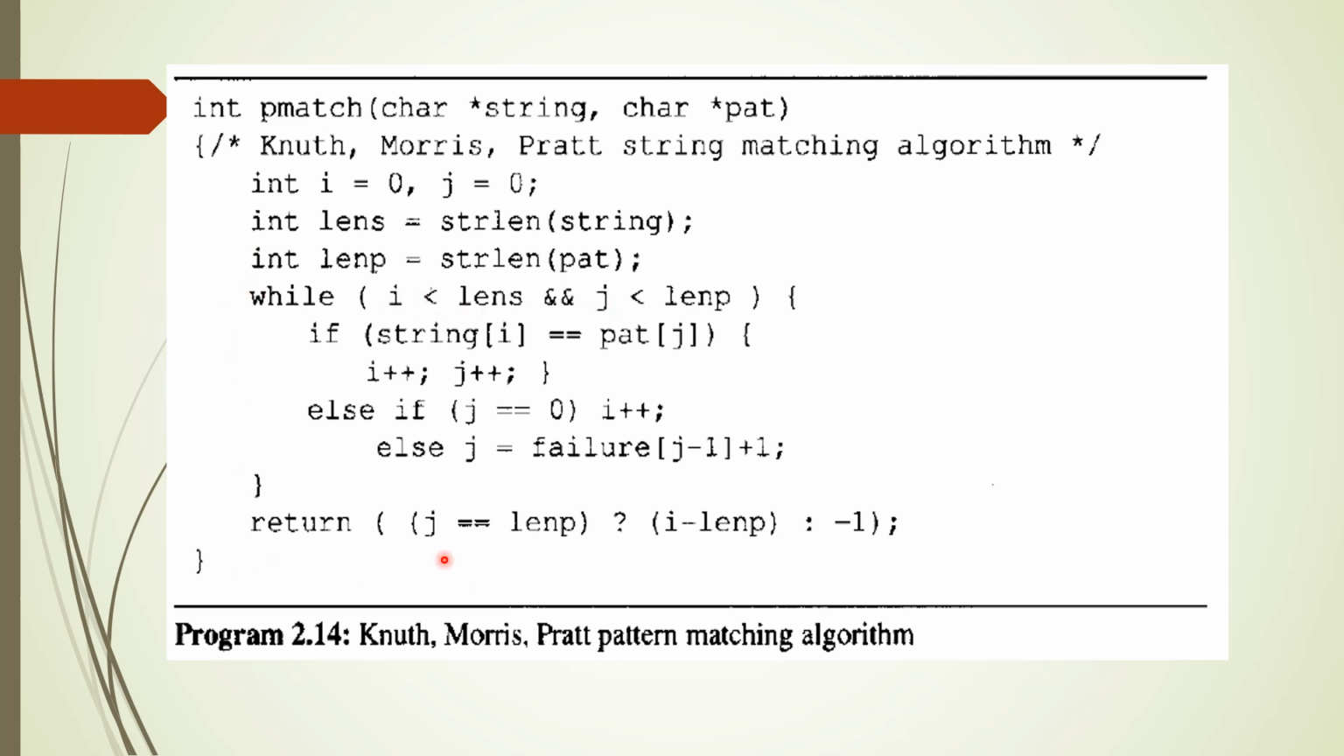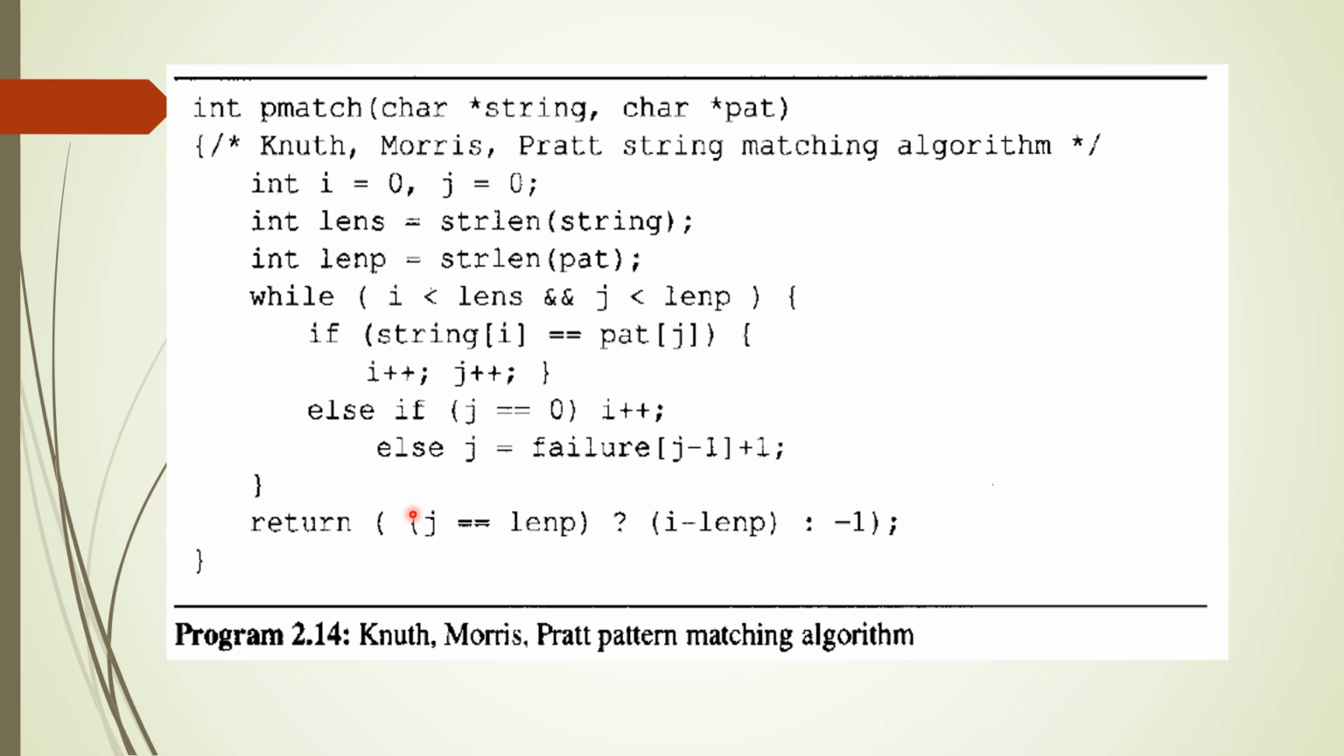At the end, if j is equal to the length of p, it means you have reached the last character of the pattern. If that is the case and the search is successful, then you return i minus length of p as the position of the pattern in the text. If the search is not successful, then this function will return -1, indicating that the given pattern is not present in the text string. So this is how the KMP pattern matching algorithm works.